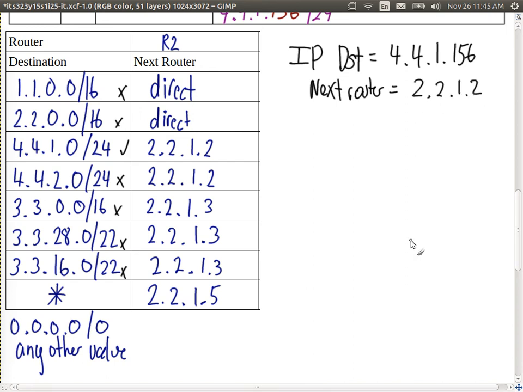So router 2 has a datagram, destination 4.4.1.156, checks the routing table, matches the third row, send to 2.2.1.2. We will send to 2.2.1.2, and that router will do the same thing. It will compare the destination against its routing table to see who to send to next. You can fill in the routing table for the other routers.